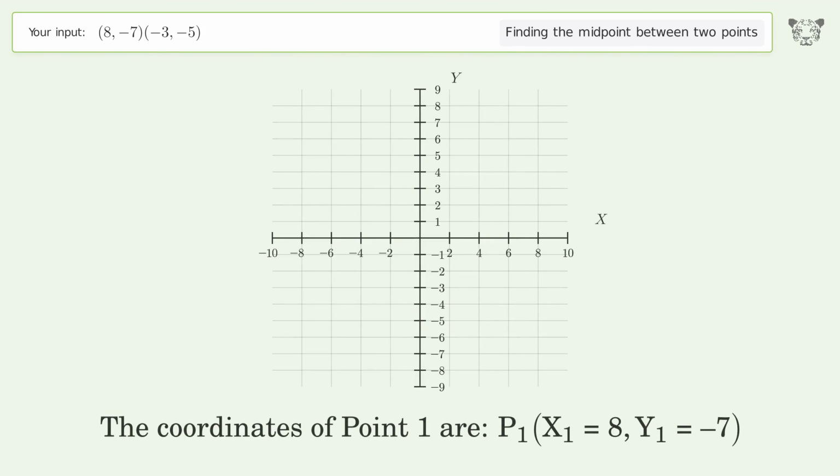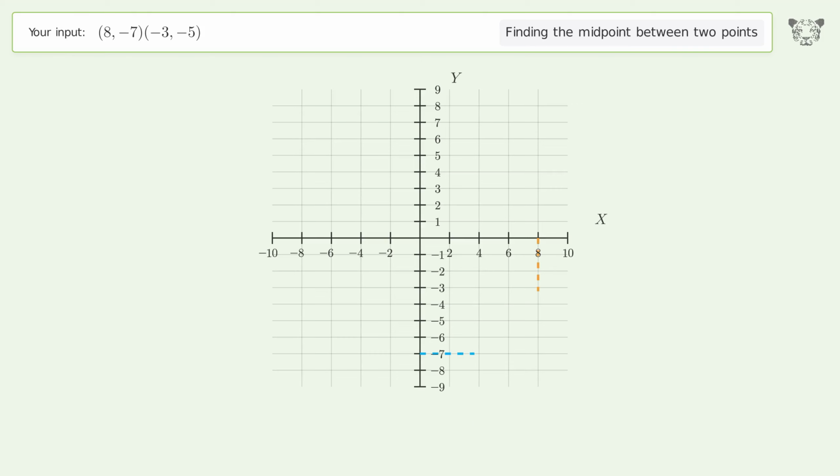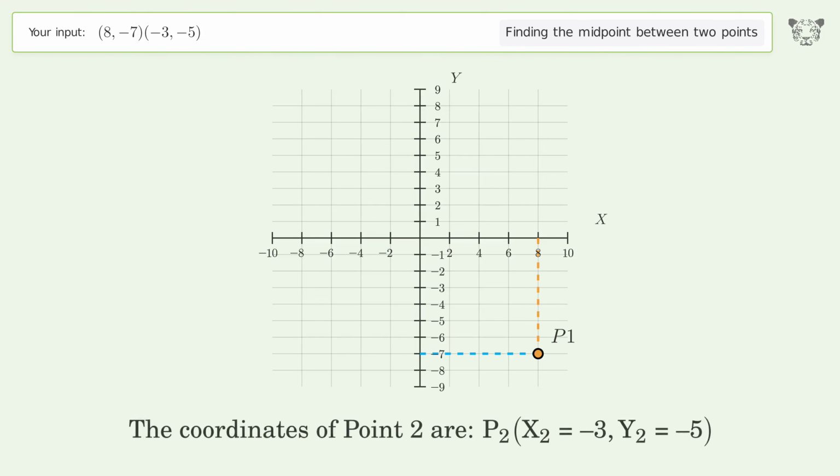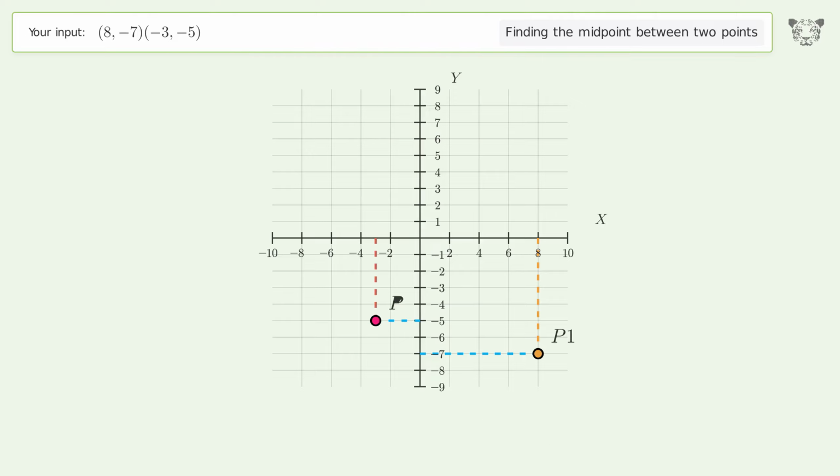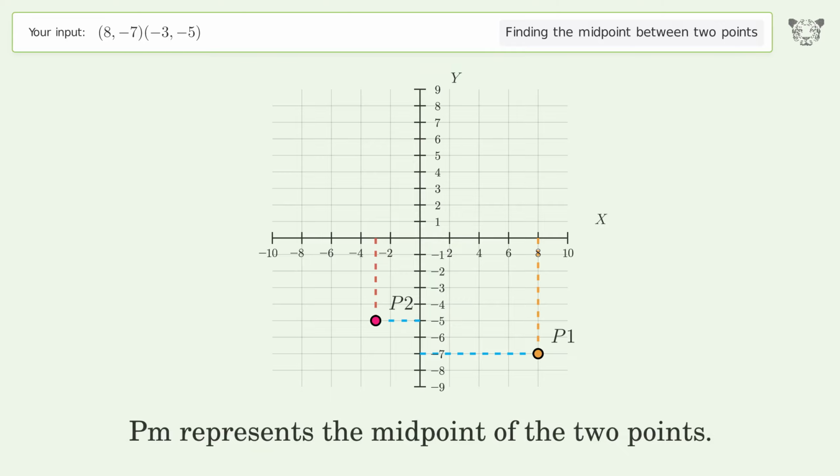The coordinates of point 1 are x1 equals 8, y1 equals -7. The coordinates of point 2 are x2 equals -3, y2 equals -5. PM represents the midpoint of the 2 points.